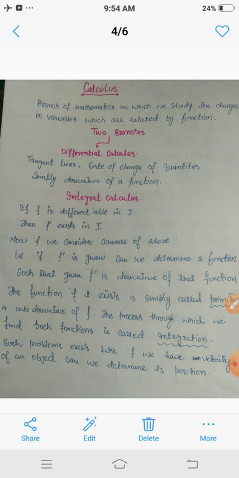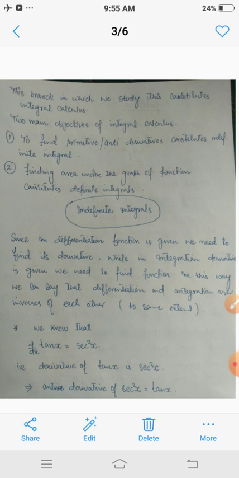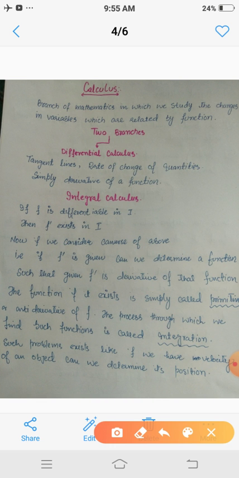So actually this differentiation as well as this integration is part of calculus. Calculus is the branch of mathematics which simply deals with the study of the changes in the variables which are related by the function. Now this calculus has mainly two branches. One is called the differential calculus.